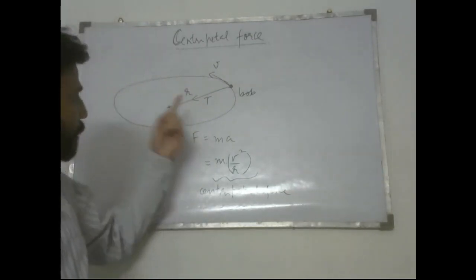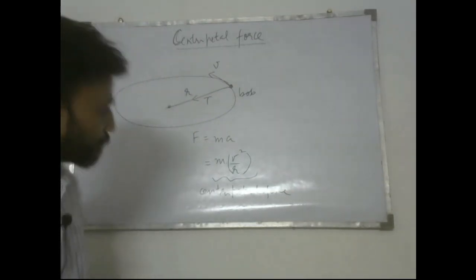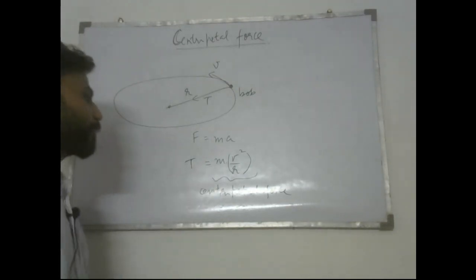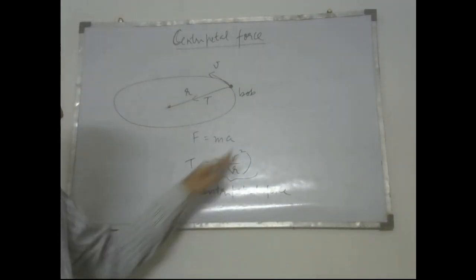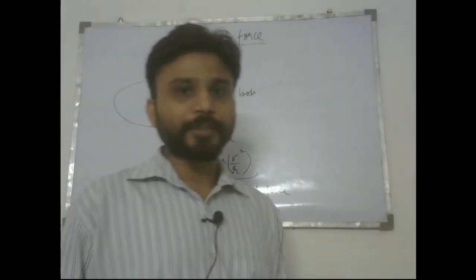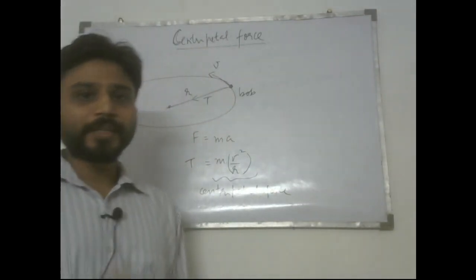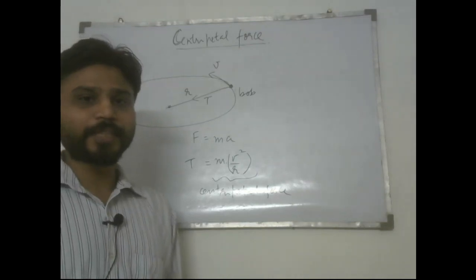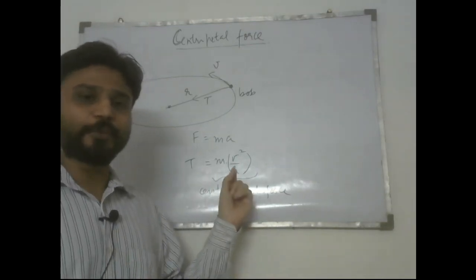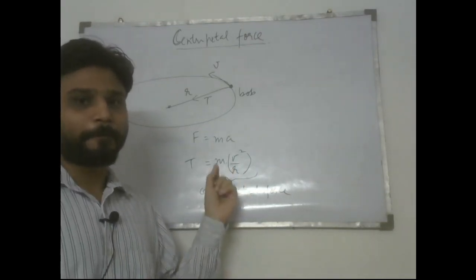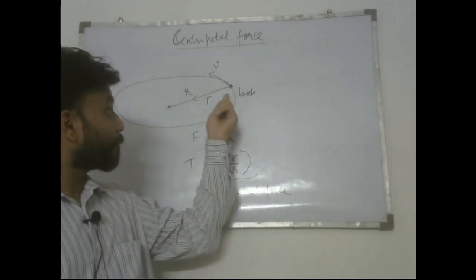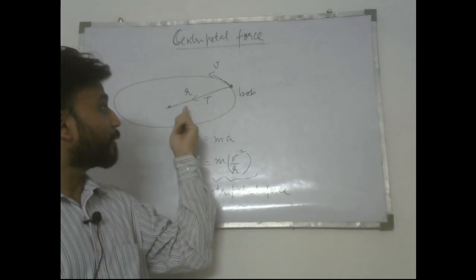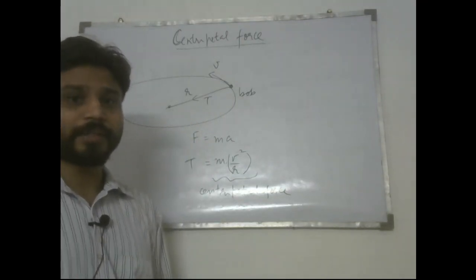And what is the force acting on the particle in this case? The force acting on the particle in this case is tension. So we say that the tension acting on the bob is equal to mv square by r. So what is centripetal force? Centripetal force is the net force which acts on the particle when it is going in a circular motion, and that force is directed towards the center of the circle.